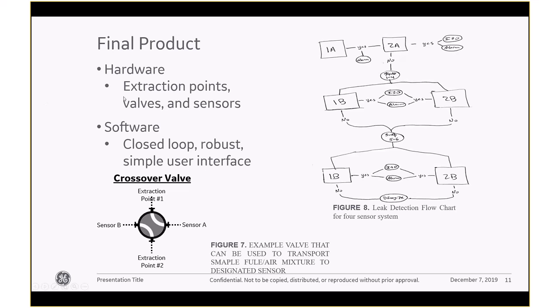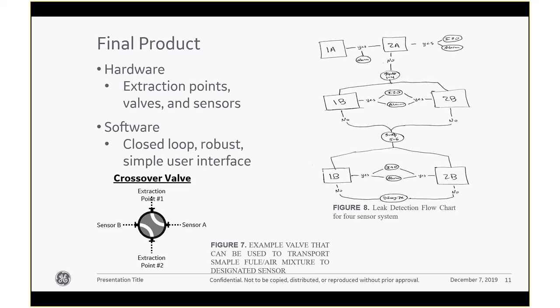Now the product consists of two parts. First is the hardware. There are extraction points, valves, piping, and sensors: thermocouples, pressure sensors, and PIR or photoelectric infrared sensors that you could say smell or see unburned hydrocarbons. These pipes and extraction points are located throughout the gas turbine and the gas turbine enclosure.